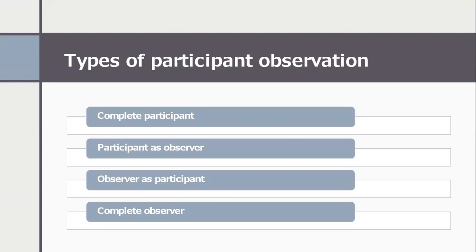The complete observer is when you are not a participant but fully observe. The people know that you are observing them, but you are not taking any action or taking part in any activity. So you are completely observing the situation surrounding you.